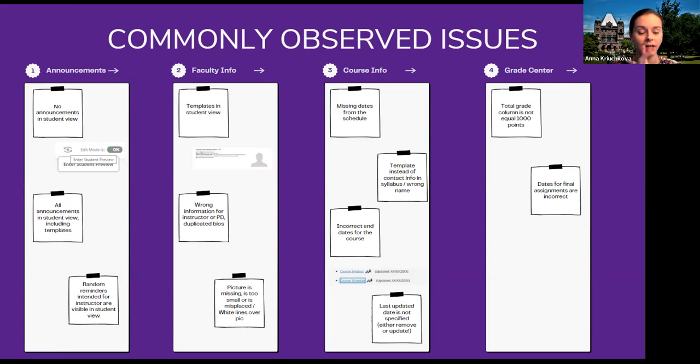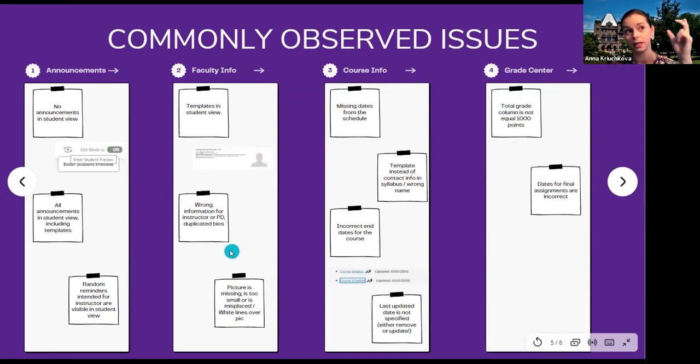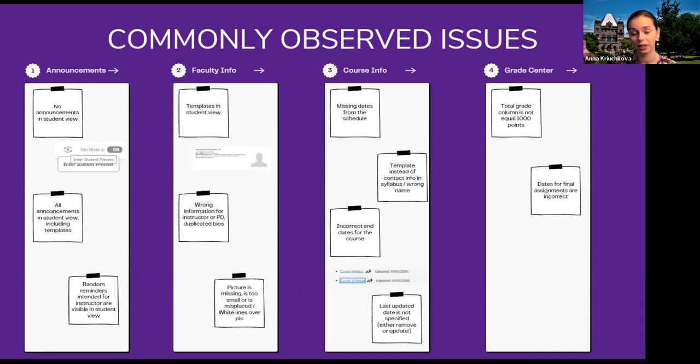For faculty information, again, as I've mentioned, there are templates visible in the student view, or wrong information for the instructor or program director, or duplicated bios. So basically there needs to be one of each, and it needs to be for the correct person who's actually teaching the course. Another issue that might be happening is the picture is missing, too small, or misplaced, on the left or on the bottom. There are white stripes going over the photo, which might be happening when the formatting hasn't been removed, so it's just showing that way.